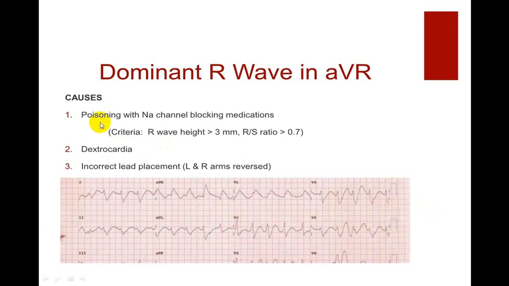And once in a while, in poisoning with sodium channel blocking medicines, you will have an R wave height of more than 3 small squares in aVR, and the R to S ratio will be more than 0.7. It will be in favor of poisoning with sodium channel blocking agents.